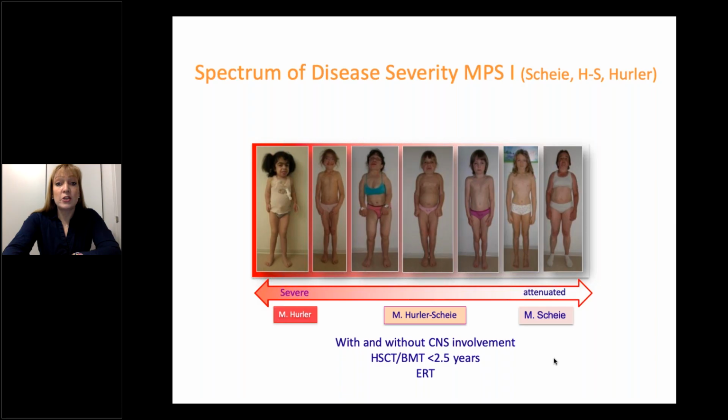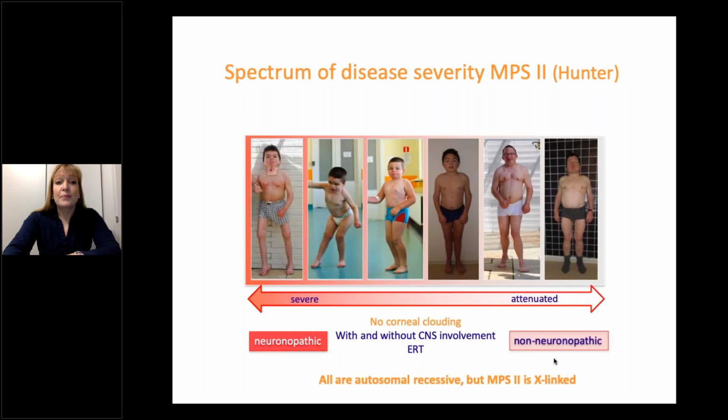But we have also patients in MPS 1, the attenuated patients, that are without any cognitive involvement. And actually, in former times, before the cause of the disease was described, the enzyme deficiency, they were thought to be another type of MPS, the MPS type 5. Now we don't have MPS type 5 anymore because the enzyme deficiency is the same from the severe and also the attenuated types. Another MPS type is MPS type 2.